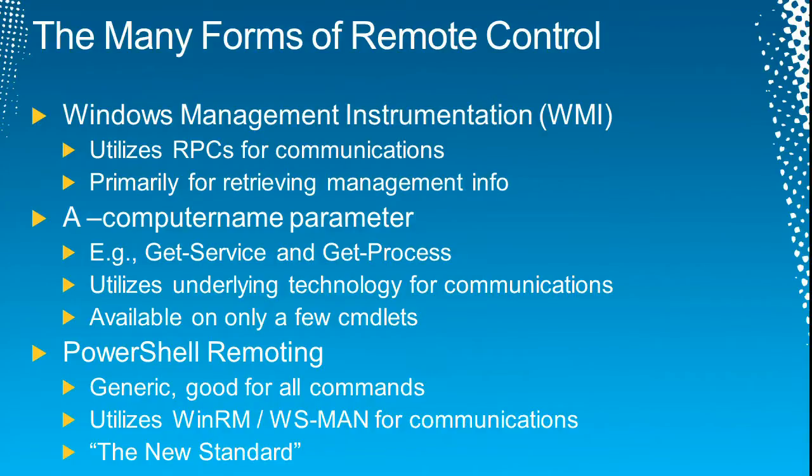First of all, there's Windows Management Instrumentation, primarily used through the Get-WmiObject command in PowerShell. This utilizes remote procedure calls for communication, and this is not what we're going to be talking about. The next thing is any cmdlet that has a -ComputerName parameter. So commands like Get-Service, Get-Process, Get-EventLog have a -ComputerName parameter. They will use whatever method of communication is built into whatever under-the-hood technology they're using. A lot of times you won't even know what that is. It just works or it doesn't, depending on whether or not you have your firewall turned off. So we're also not going to be talking about that kind of remoting here today.